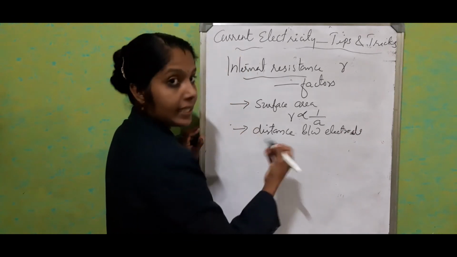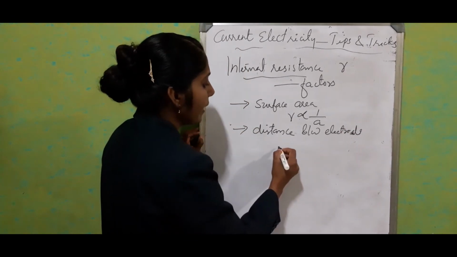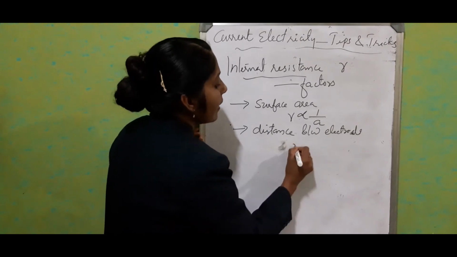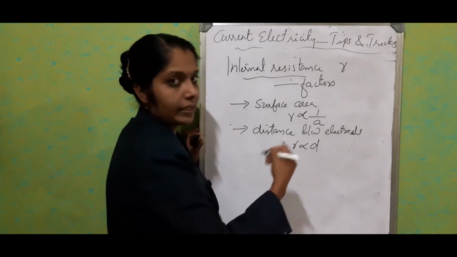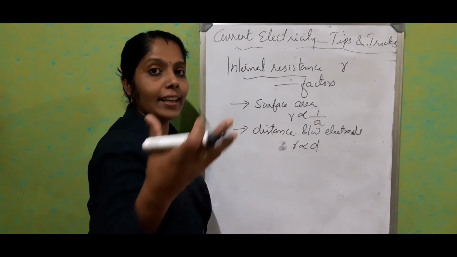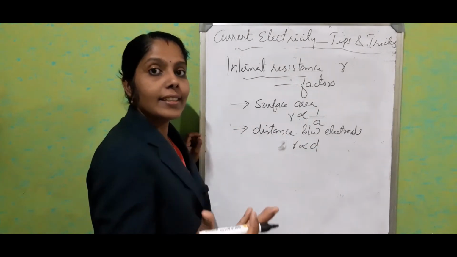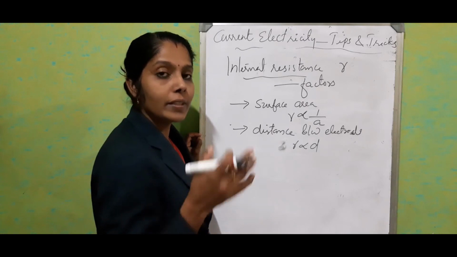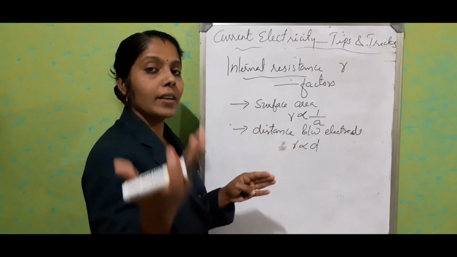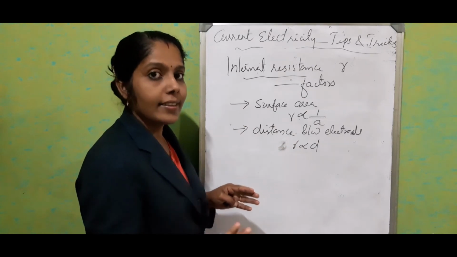So as the distance, which we will simply denote as S or D, increases, R also increases. It is directly proportional. Just as the length of the conductor increases, the resistance offered by the circuit is more. In the same way, if the distance inside the electrode increases, the internal resistance increases.